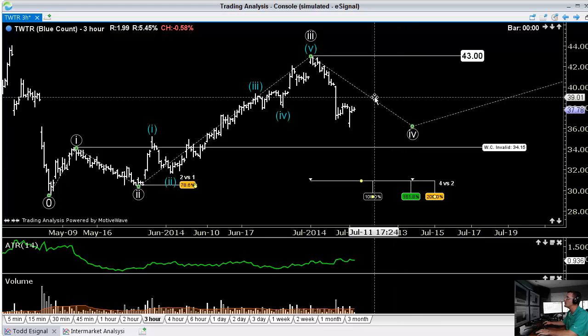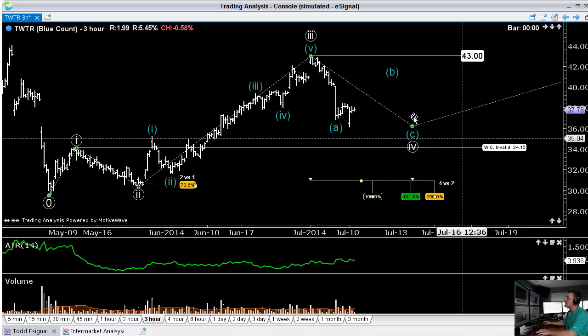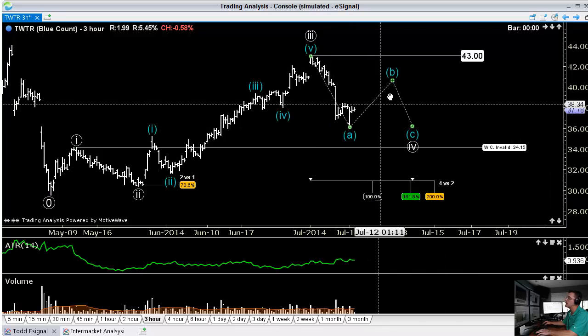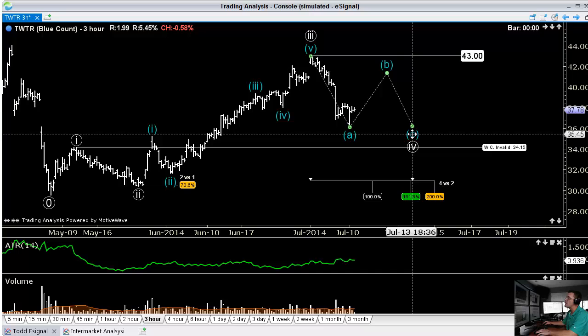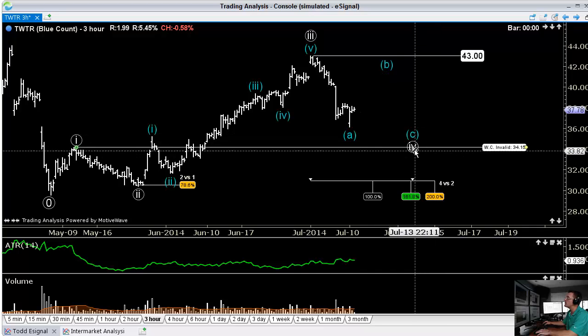So here's the deal with Twitter. In a lot of these NASDAQ stocks, I think this is just the A wave. We have a B wave, then one more push down, then we go to new highs.